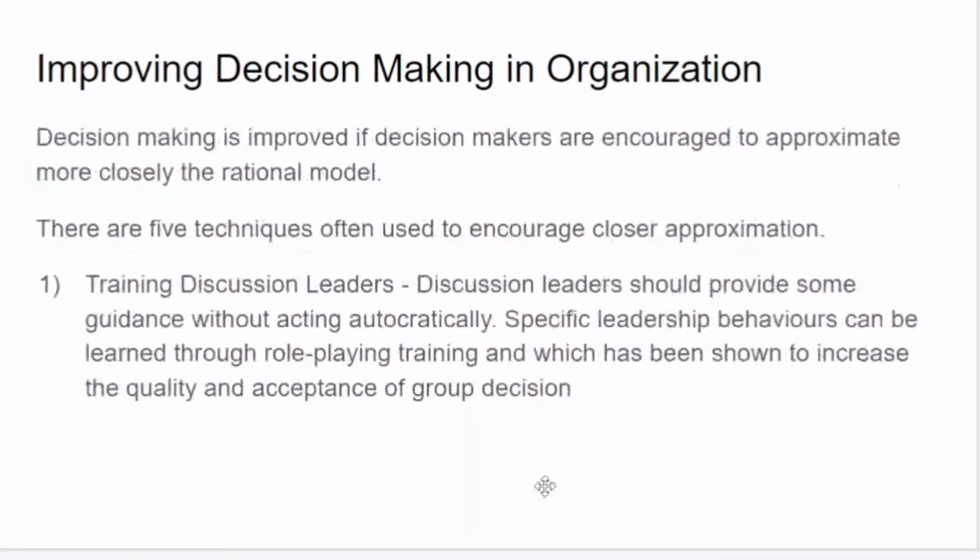Okay, so in summary, what we've got to do is try to improve our decision making in an organization. And decision making is improved if decision makers are encouraged to approximate more closely the rational model. Okay, we want to be able to make our decisions as rationally as possible. And there are 5 techniques that are often used to encourage this close approximation.